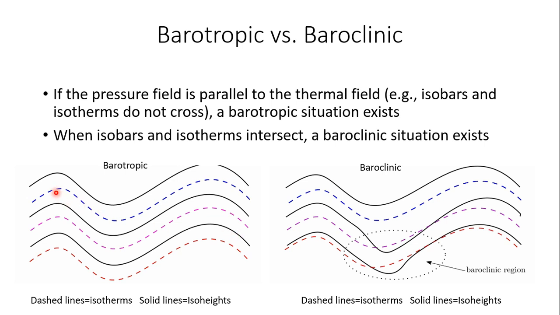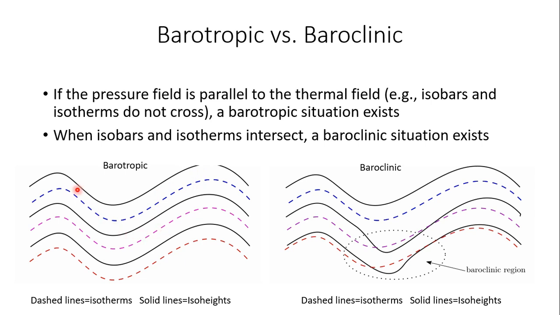contours. And then these dashed lines tend to represent isotherms. ISO meaning equal, therms referring to temperature. So lines of equal temperature are these dashed lines in both drawings. Now, when we look at a barotropic situation here on the left, what's going on is you have the isotherms, or lines of equal temperature, basically setting up parallel to these ISO heights, the dark solid lines. So you notice how these dashed lines run pretty much parallel to the solid black lines, ISO heights.